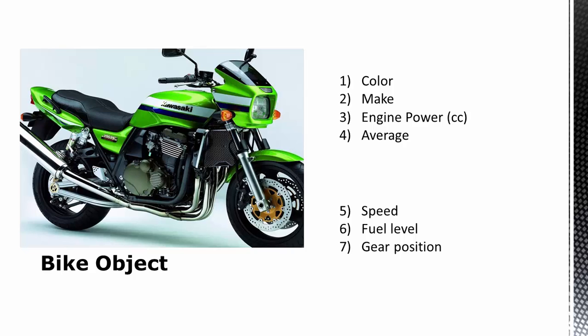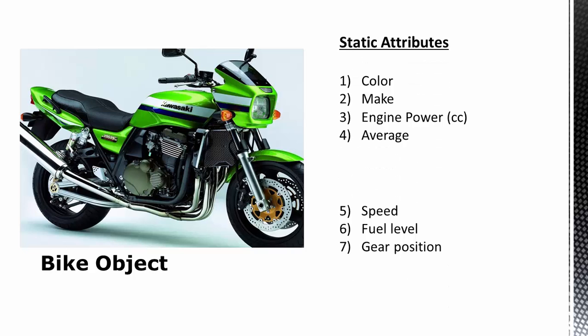For instance, let's say the color is green, make is Bajaj, engine power is 150 cc, standard average is 60 kilometers per liter, speed is right now let's say 0 kilometers per hour, the fuel level is let's say 5 liters, and the gear position is neutral. This all together is the current state of the bike object.